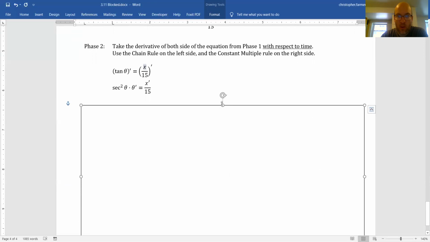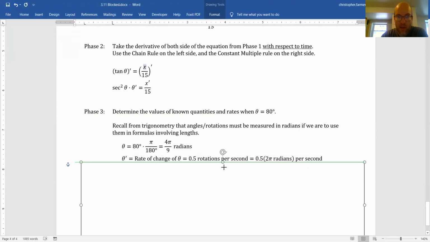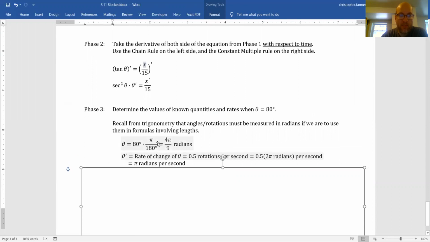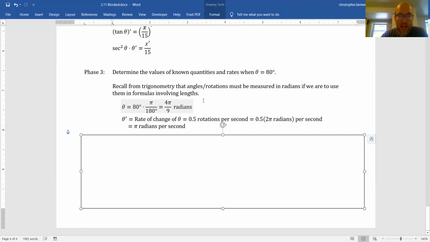So the first thing that we're going to do here is actually convert the information we're given from working with degrees or rotations into radians. So we said that the value of theta is equal to 80 degrees. We need to convert that to radians. Our conversion factor is pi over 180, so that the degree symbol cancels out here, and when you simplify your fraction, you'll be left with 4 pi over 9 radians.